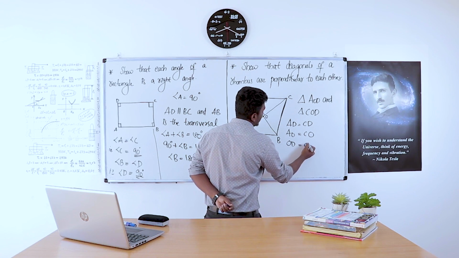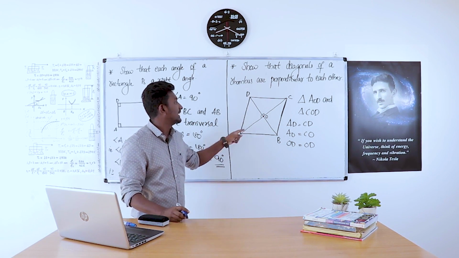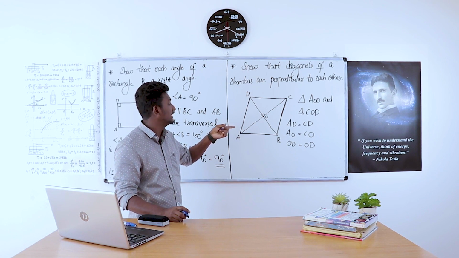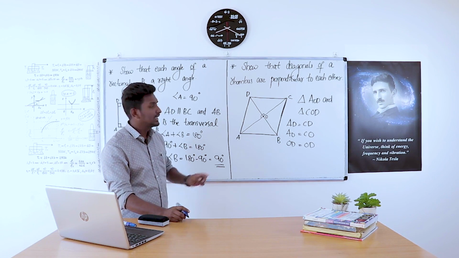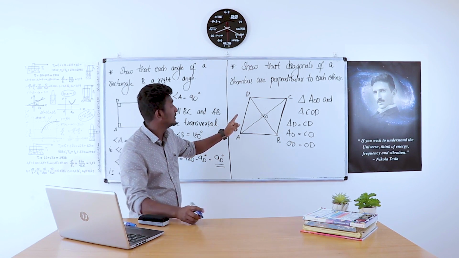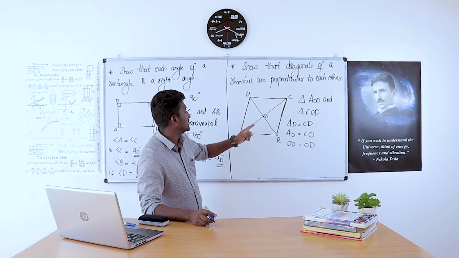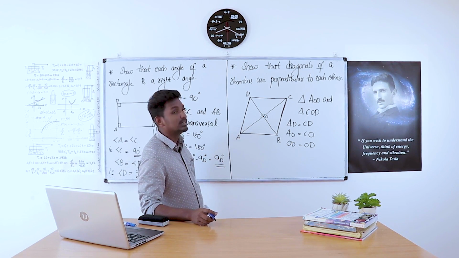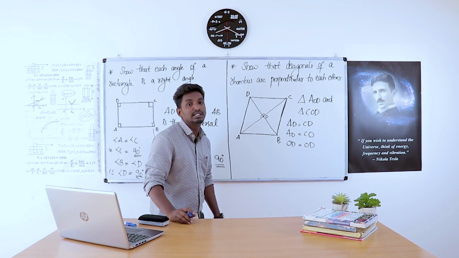Now, look at the third side, OD. OD is equal to OD, which is the common side of both the triangles. Now, what is the peculiarity of both the triangles? AD is equal to CD, AO is equal to CO, and OD is the common side. Therefore, three sides of this triangle are equal to the three sides of the other.